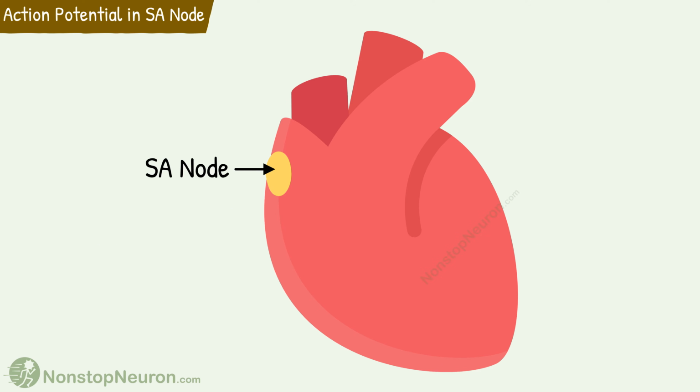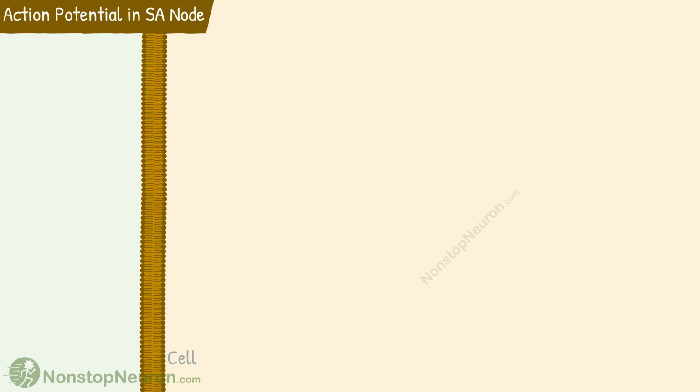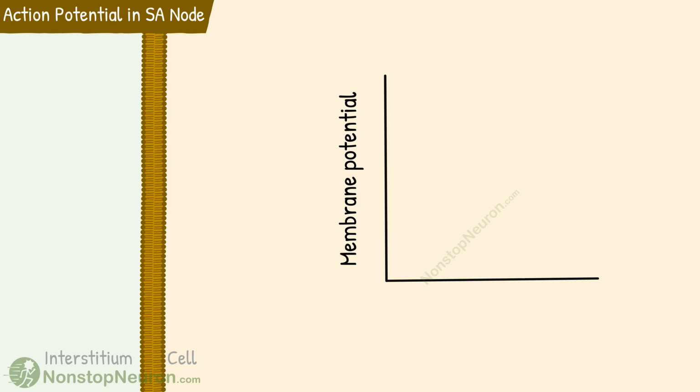SA node is the normal pacemaker of the heart. That means SA node sets the heart rate. Here, this is inside of the cell and this is interstitium. Now let's see the action potential in the SA node. The maximum diastolic potential in the SA node is about minus 60 millivolt.